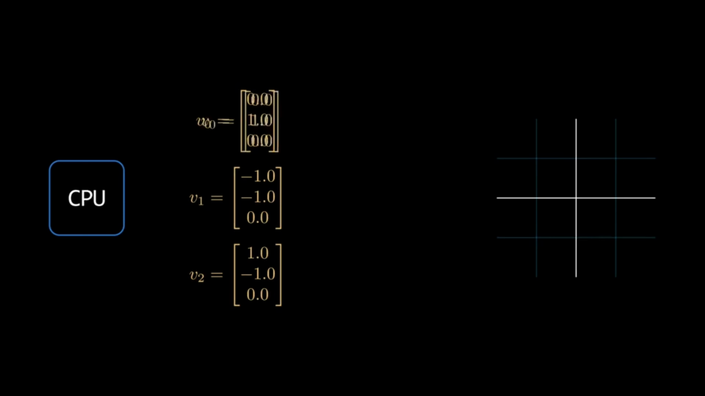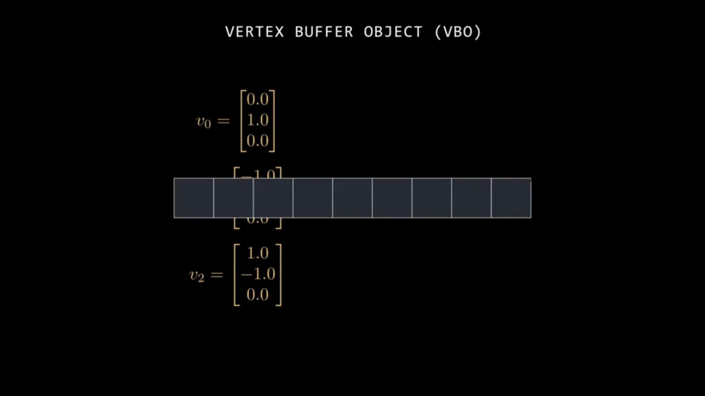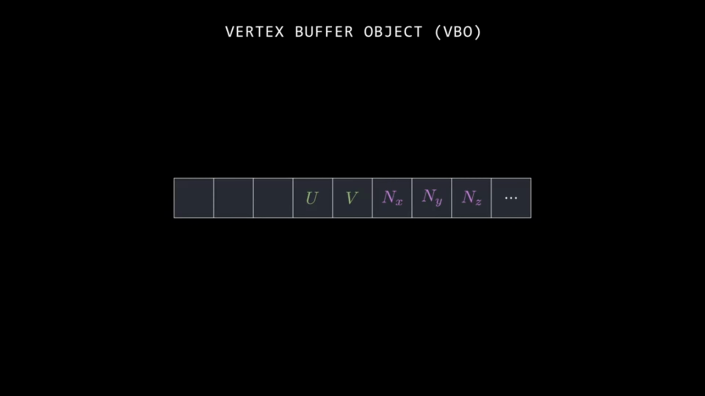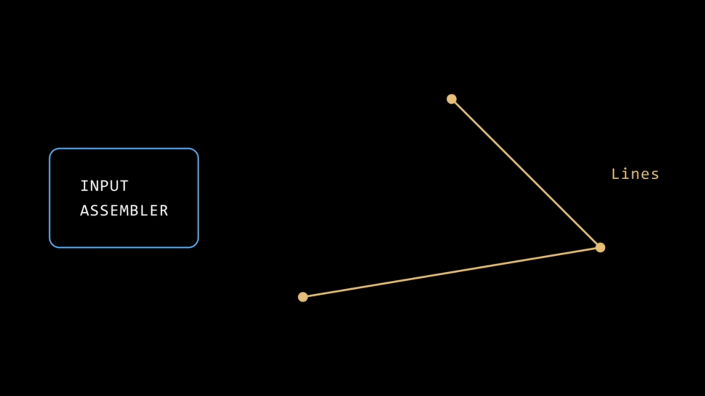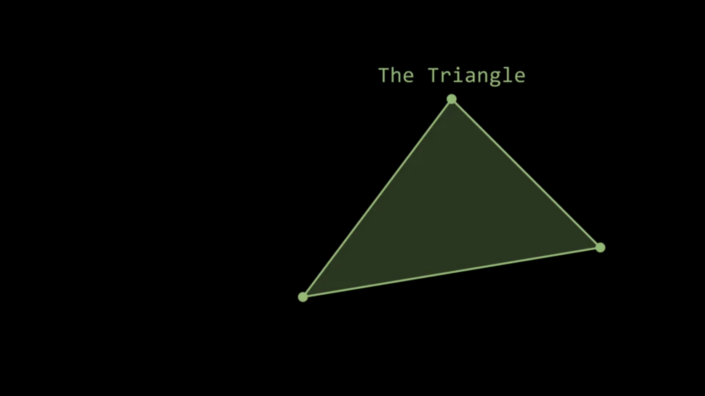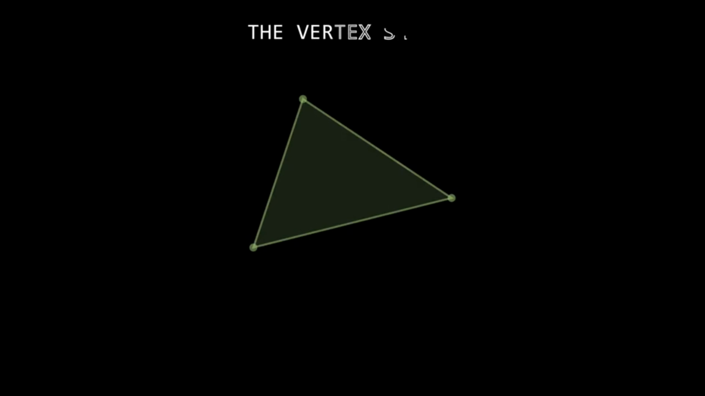It doesn't send images, it sends instructions, a stream of vertices, mathematical points in 3D space, alongside textures and shaders packed into a buffer. This data arrives at the input assembler. It's here that raw numbers are organized into geometric primitives: points, lines, and most importantly, the universal language of graphics, the triangle.